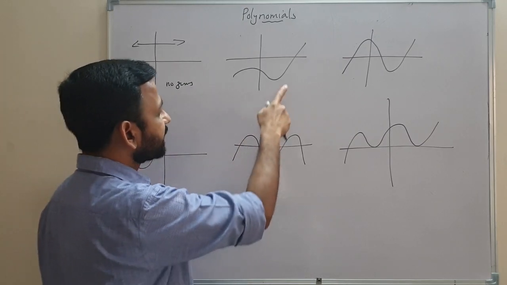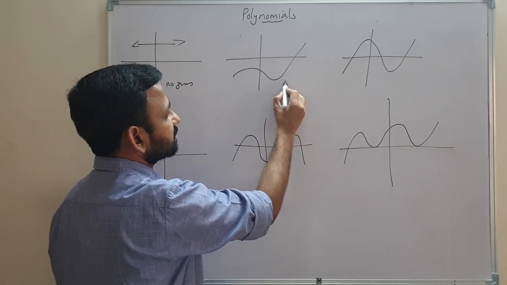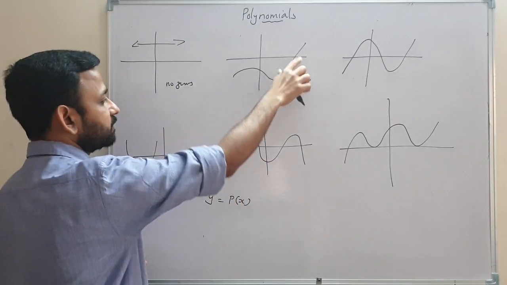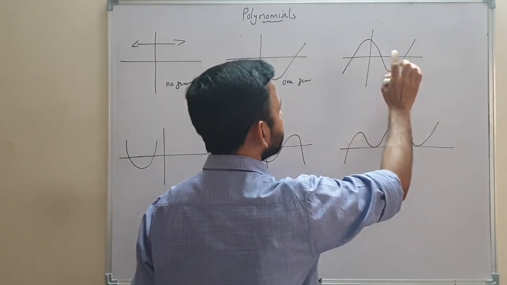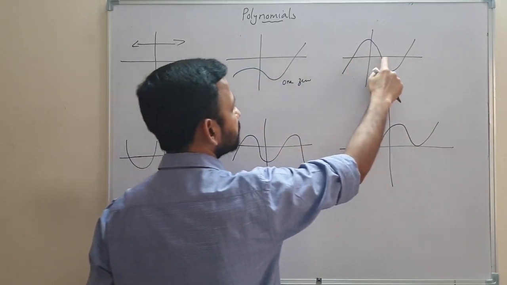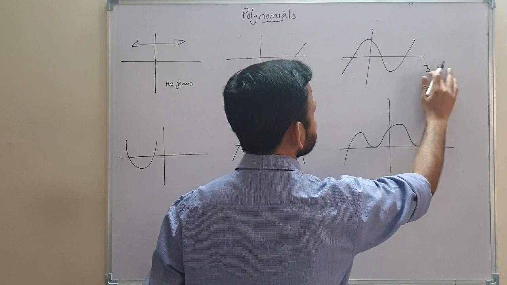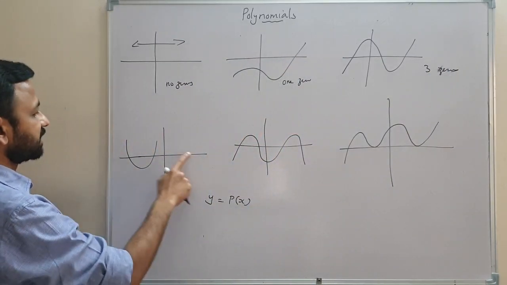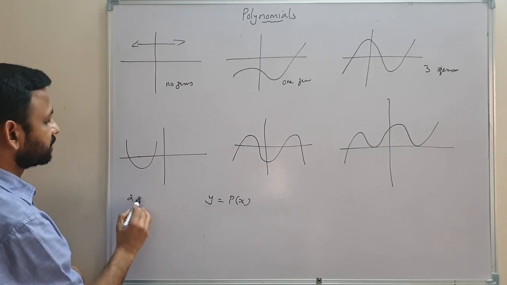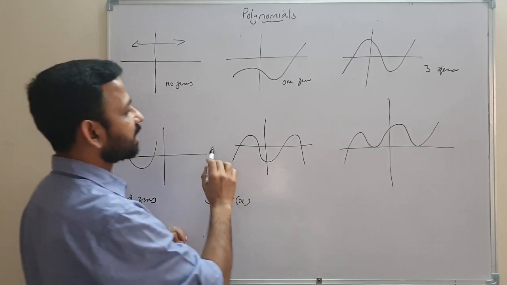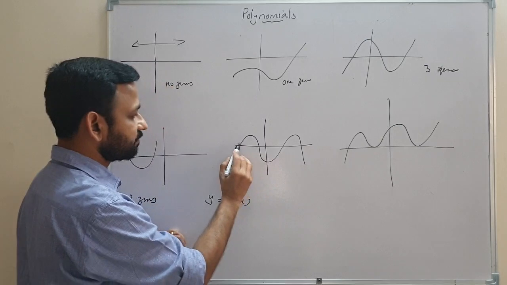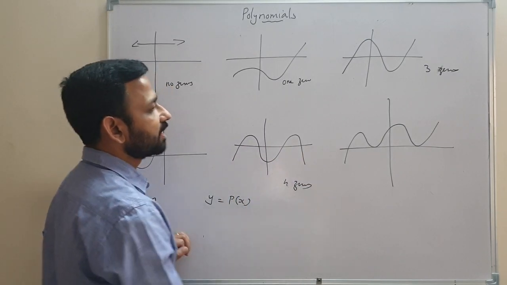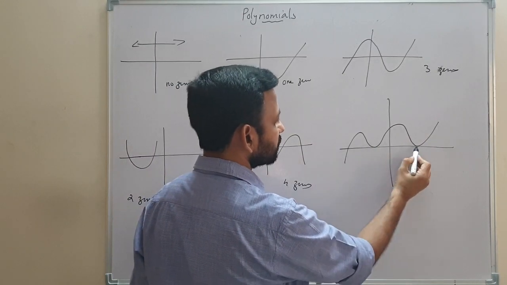And here how many times does it intersect the x-axis? Only one time, so 1 zero. And here how many times does it intersect the x-axis? 1, 2, 3. 3 zeros. And here? 1, 2. 2 zeros. And here? 1, 2, 3, 4. So 4 zeros. And here 1, 2, 3.